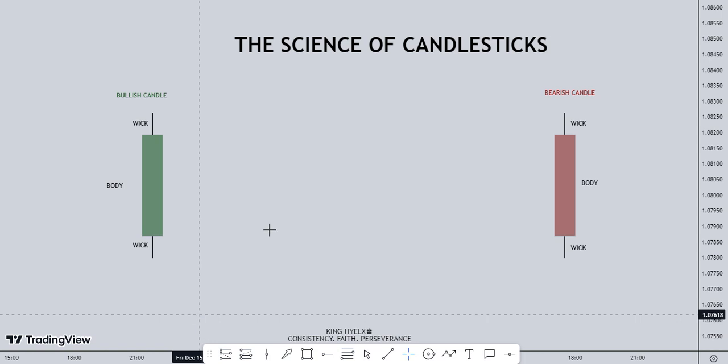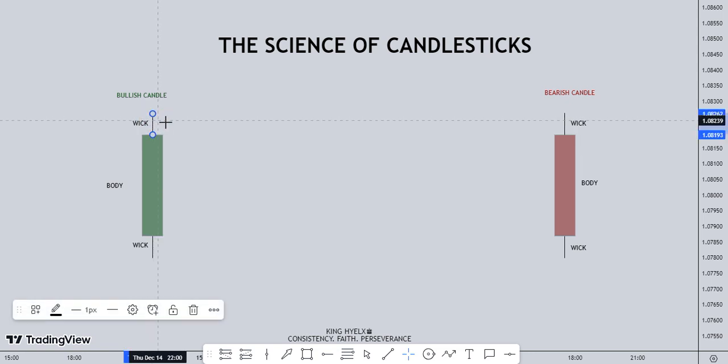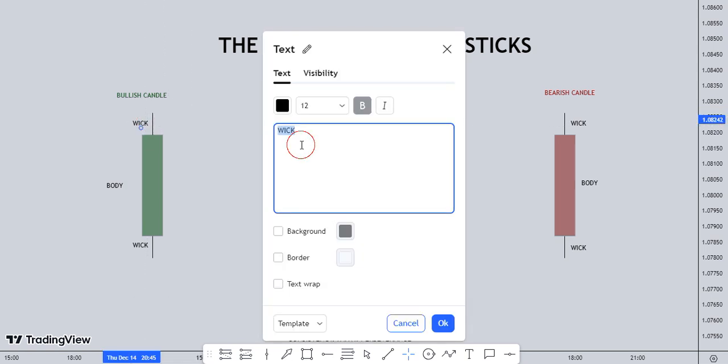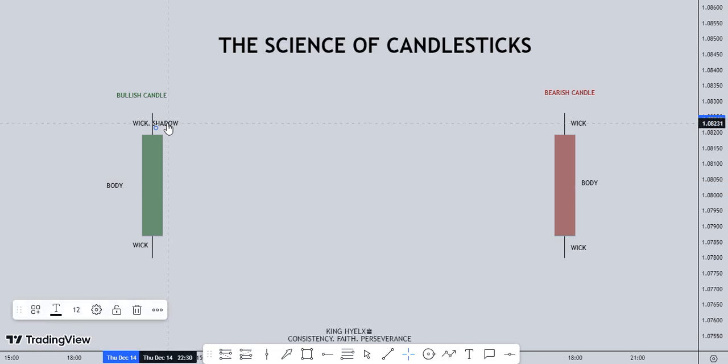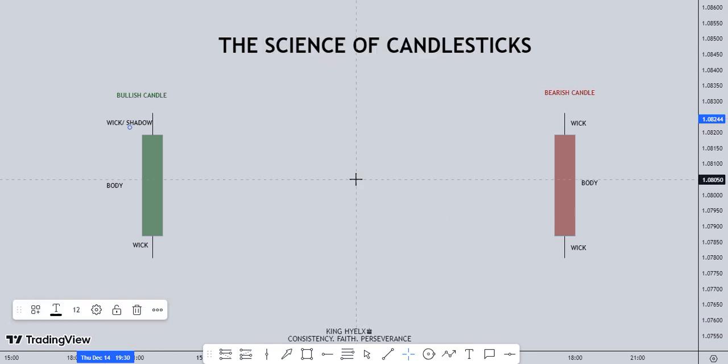Okay, so the science of candlesticks. Every candlestick has these key features. Every candlestick has a body. In this case, this part from here to here is the body of the candle. This other part is called a wick or shadow. Let me just add that. Wick or shadow. Either is fine, but people normally refer to it as wick.